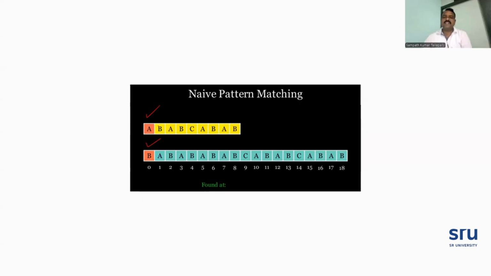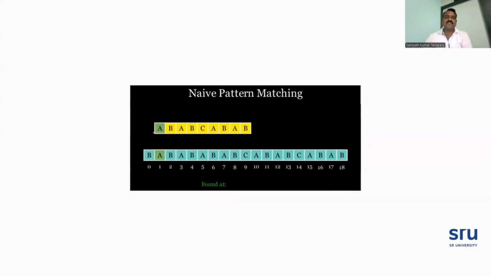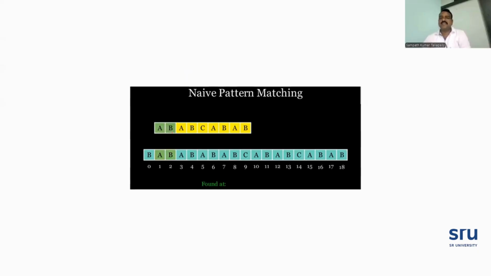Now, you can see that these two characters are not matching here. When they are not matching, we take the first element of my substring and compare it with the second element of my actual string, and we see that these two characters are matching. Then we go to the second character, and it is also matching. If the second character is matching, then we go to the third character, the fourth character.